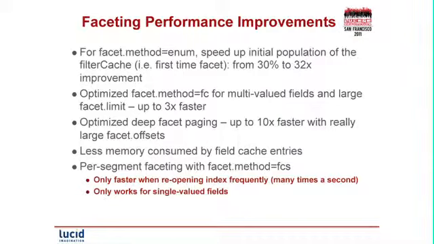So the per segment faceting works like sorting and function queries do. It's now on a per segment basis. Unfortunately, it's introduced a cost of merging the counts across different segments. So for most people, it's going to be slower. It's only going to be faster if you commit multiple times a second. And it only works for single valued fields currently too.